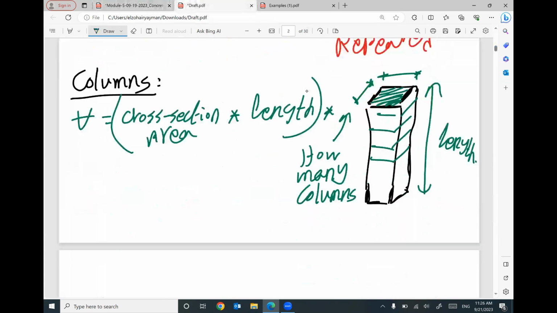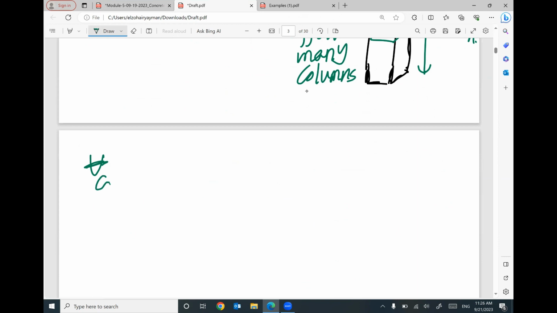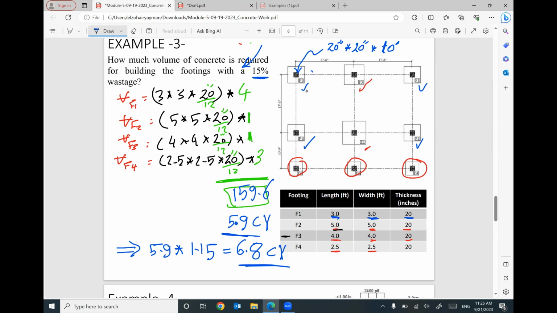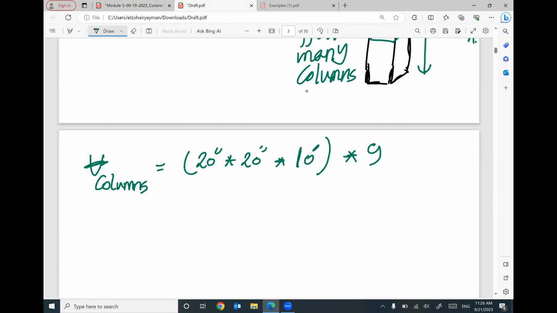So I can say the total volume for columns equals 20 inch times 20 inch. This is the cross section area times the height of one column, 10 feet. How many columns do we have? We have 1, 2, 3, 4, 5, 6, 7, 8, 9 columns. So I will multiply it by 9. But be careful, we have a little mistake here because this 20 is inch and this one is in feet. So I will divide this by 12 by 12.